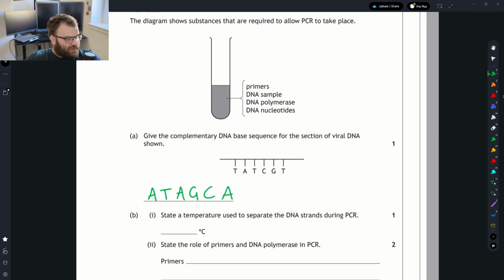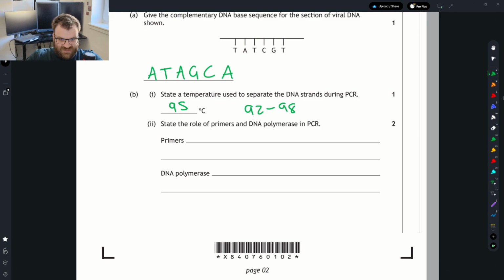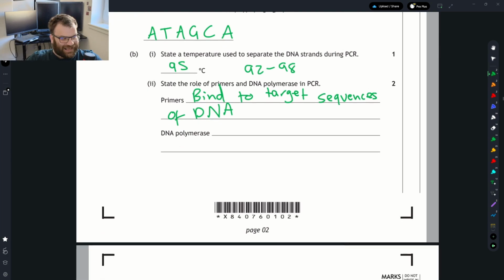Next one, we're looking at temperatures to separate the strands. So this is where we heat it up to the highest temperature during PCR. Anywhere between 92 and 98. My preferred one is 95. And then 95 down to 55 up to 75. All fit within the values we're allowed. Primers bind to target sequences. Could describe it as being a starting position for the nucleotides to be joined onto, but binds to target sequences. Polymerase job to add the DNA nucleotides to build up the DNA for that one.